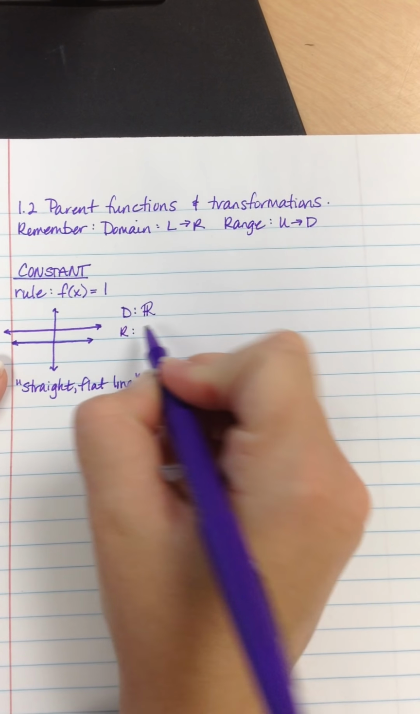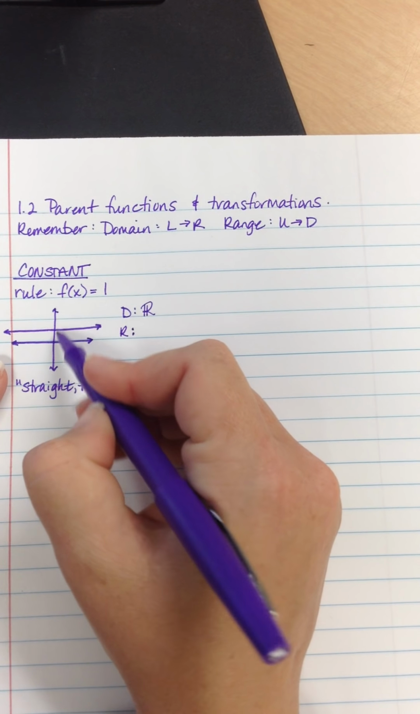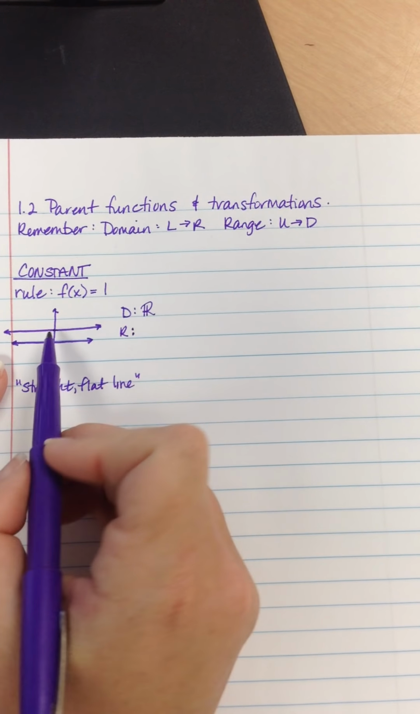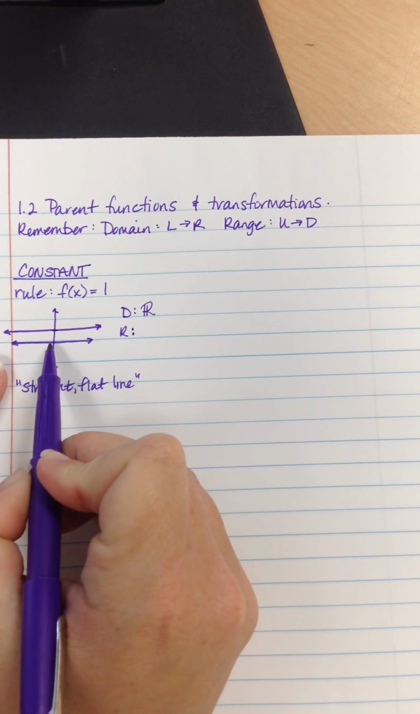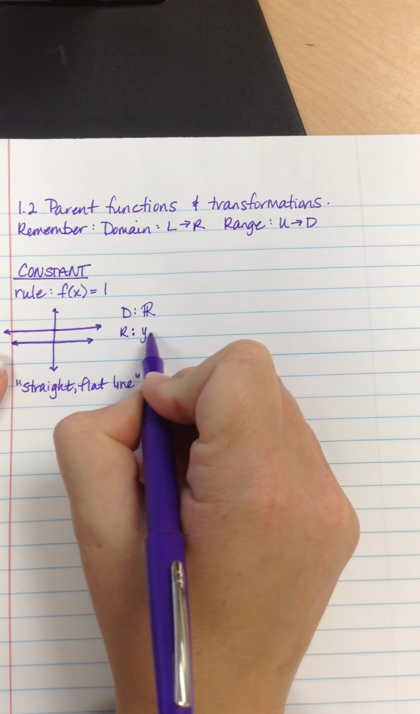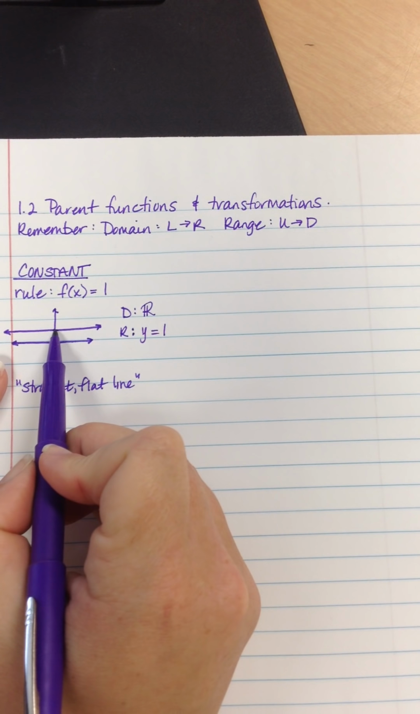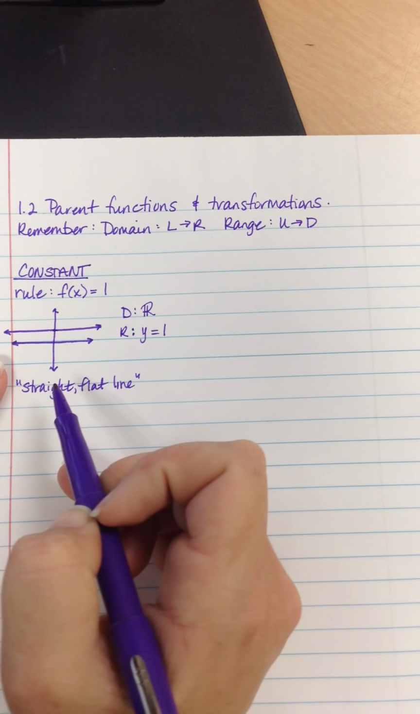Your range is where we're talking about your y value. If you'll notice that the graph only crosses the y value right here at 1, so your range is y equals 1. The graph never touches any other y value, only 1.